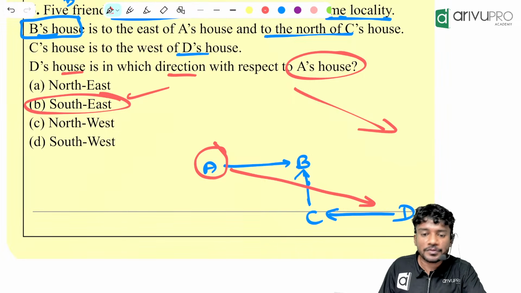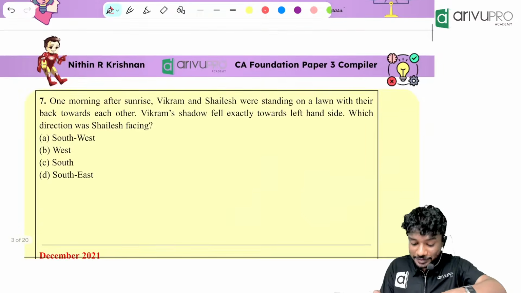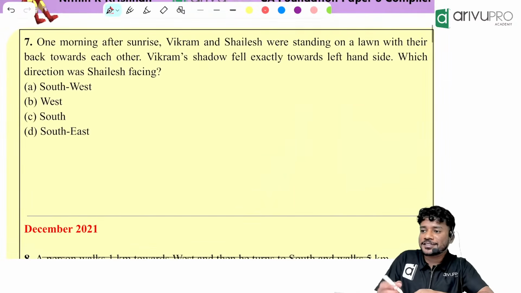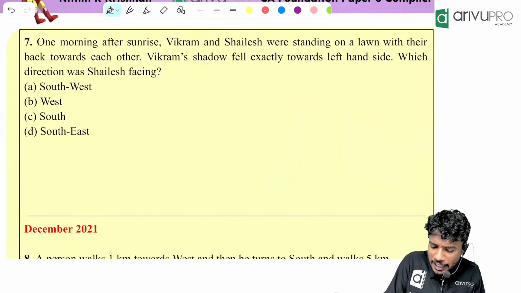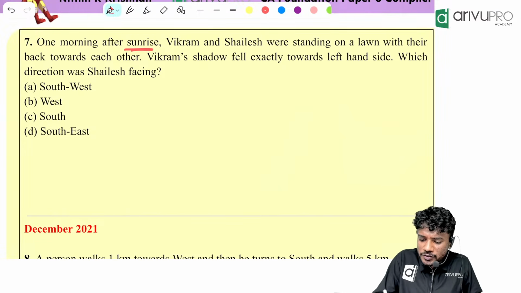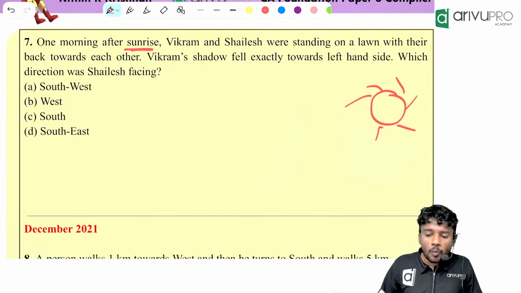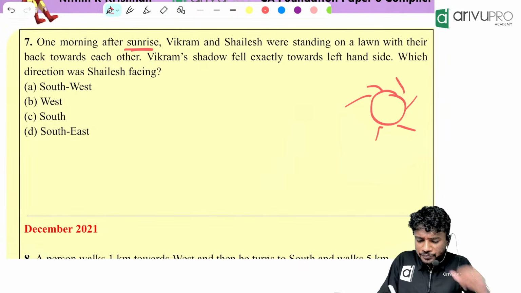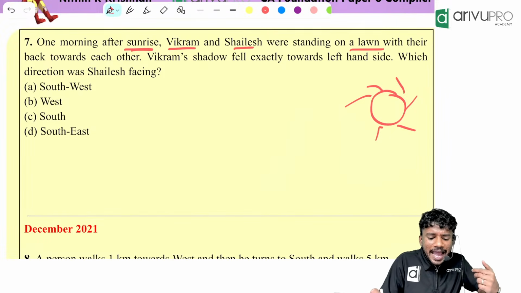Is it clear? Understood? Then the 7th question. Easy question. Shadow based questions are always easy because shadow means a person should look in a specific direction. One morning after sunrise. Sun rises where, people? Sun rises in the east. One morning after sunrise, Vikram and Shailesh were standing on a lawn with their back towards each other.